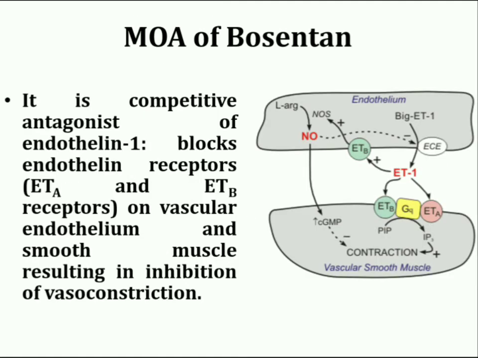Next is the mode of action of bosentan. The mode of action of bosentan is competitive inhibition of endothelin-1 receptors. Endothelin-1 is a potent vasoconstrictor which also mediates cell proliferation, fibrosis, and inflammation.